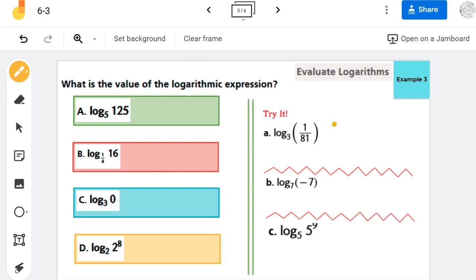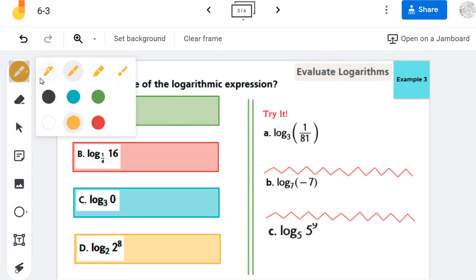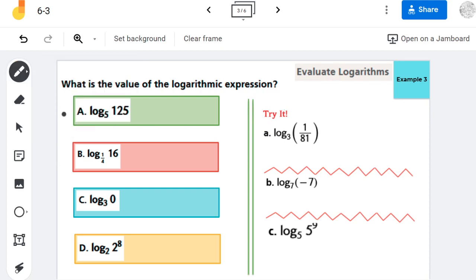In today's video, I'm covering example 3 from section 6-3 in the SavvasRealize Algebra 2 textbook. The goal of today's video is to evaluate logarithms. Now this video is also very important as we continue into logarithms because it shows a couple of rules that we use that are pretty important.